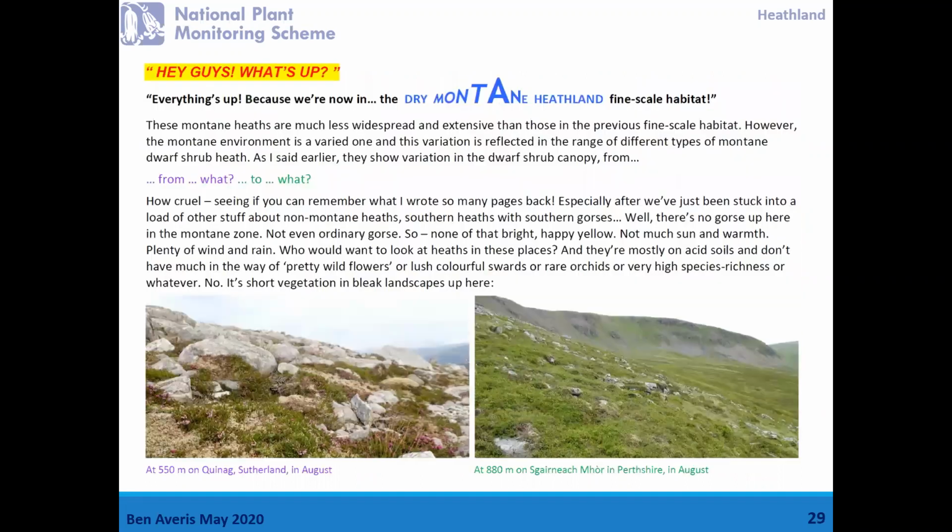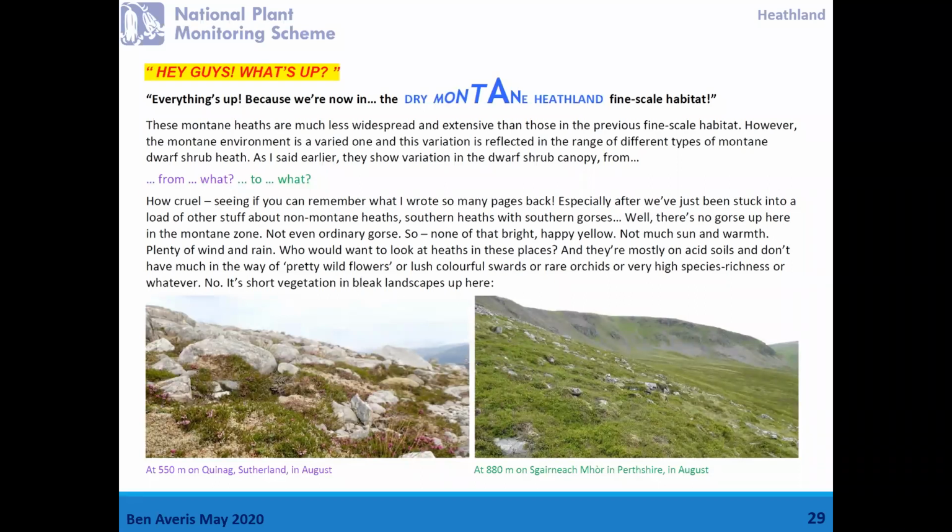let's go on to the next picture, and we're moving up to the other fine scale habitat, the dry montane heathland. Quite good fun fiddling about with the font size, making a mountain, the word in the word processor.